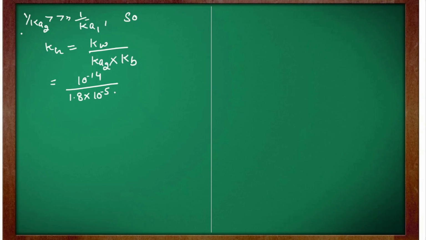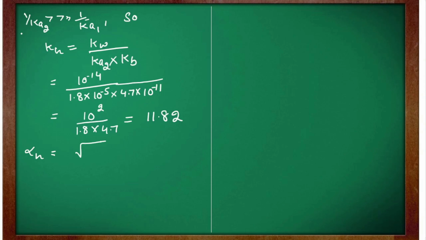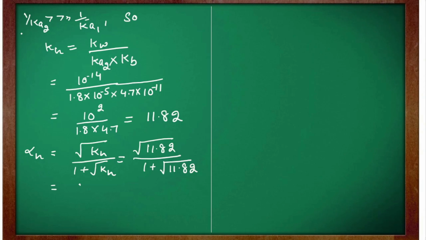Given Ka2 of carbonic acid is equal to 4.7 multiplied by 10 raised to power minus 11. Kb is equal to 1.8 multiplied by 10 raised to power minus 5. On solving, Kh value comes out to be 11.82. Alpha h is equal to square root of Kh divided by 1 plus square root of Kh. By putting the value of Kh, alpha h value comes out to be 0.775.